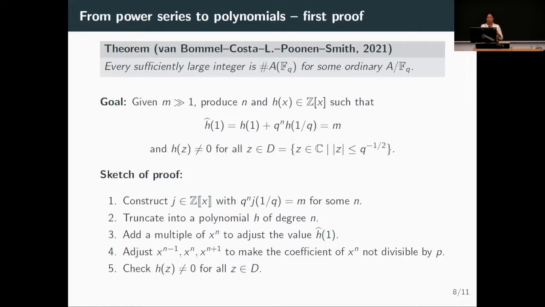So namely, let's prove that every sufficiently large integer is the order of an Abelian variety for some ordinary Abelian variety over F_q. So translating to the constructing polynomial language, this means that given a sufficiently large integer m, I'm going to produce a target dimension n and an integral polynomial h such that when I do this h hat operation and evaluate at 1, I get exactly m, right? And also my h does not vanish in the complex disk, right? And I guess the last condition is that I'm going to require that the coefficient for h hat is not divisible by p, which you just need to adjust a little bit.